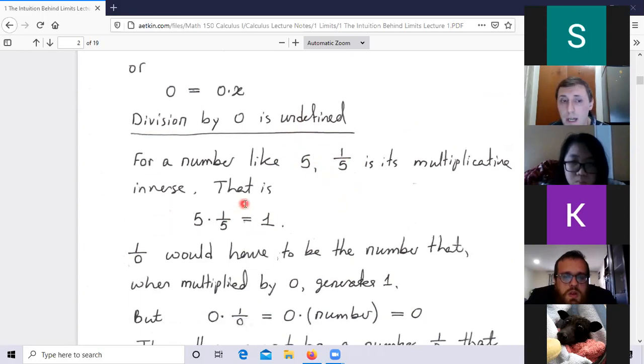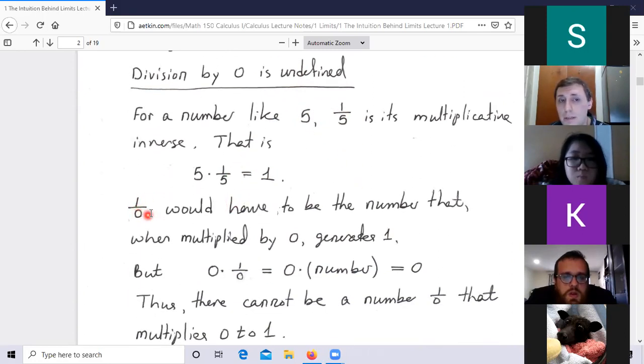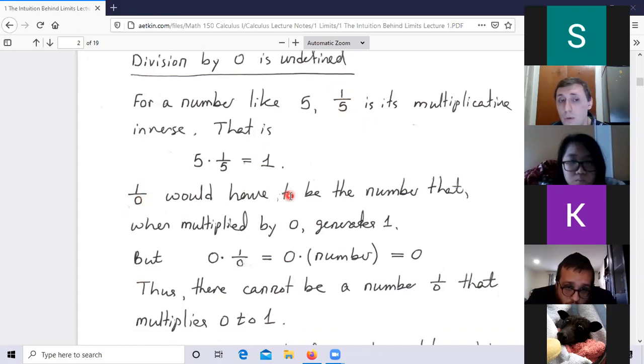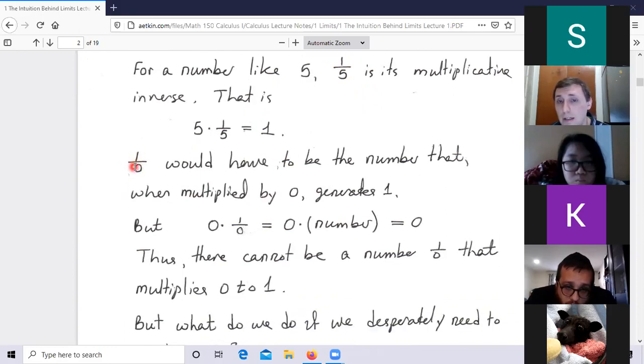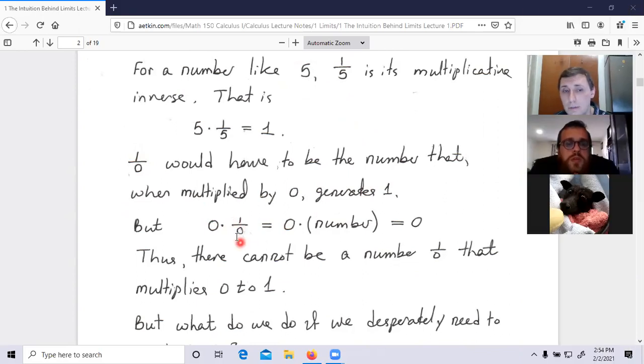Now, what would one divided by zero mean? 1/5 means take a unit and divide it into five. What does it mean to divide one into zero parts? Well, if this were defined, zero multiplied by that expression should be equal to zero, because zero times any number is zero. That's hopefully what we verified, okay? Zero times whatever this expression is, if it's defined, it will be some number.